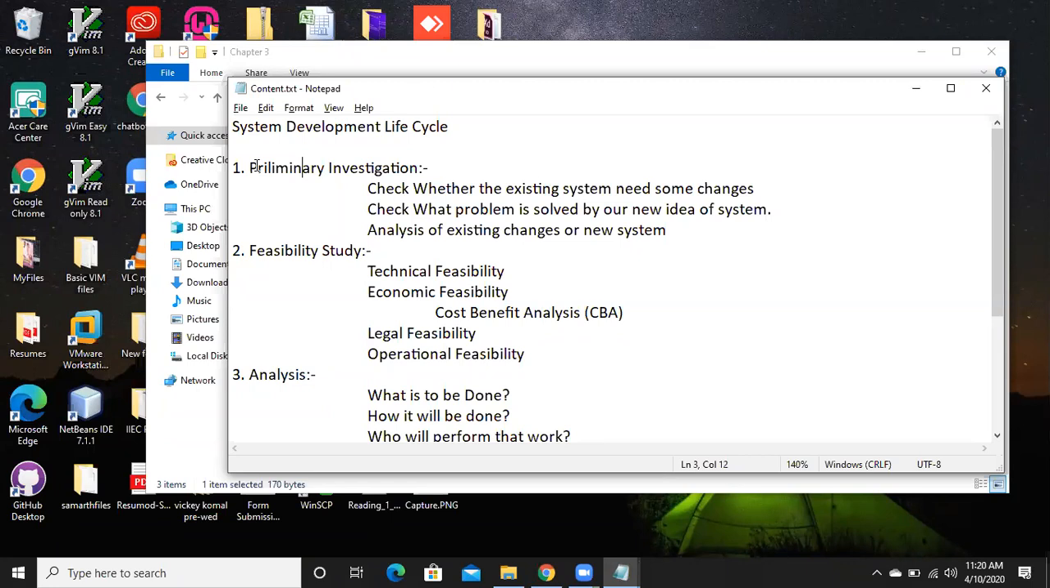Our next step will be feasibility analysis. Now, after determining the problem as well as the solution, right?